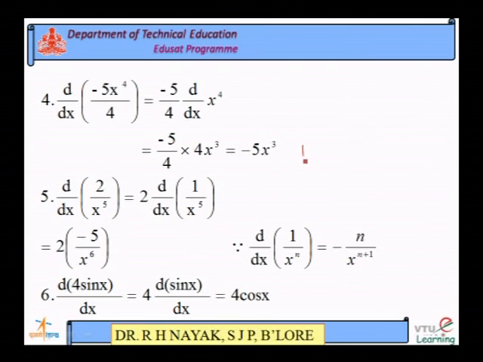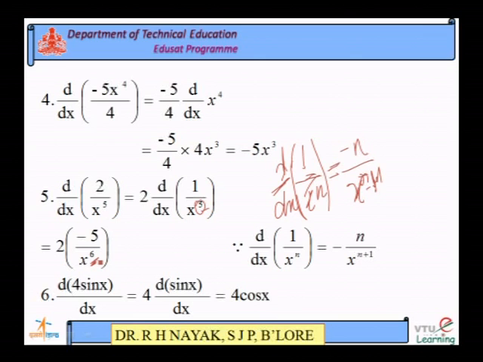One by x to the power of n, whose derivative is what? d by dx of 1 by x to the power of n is equal to minus n divided by x to the power of n plus 1. So, based on this, what is n? n is equal to 5, that is minus 5 divided by x to the power of 5 plus 1. So, 5 plus 1 is equal to 6.